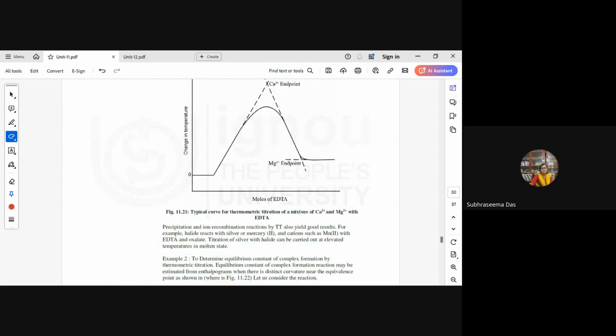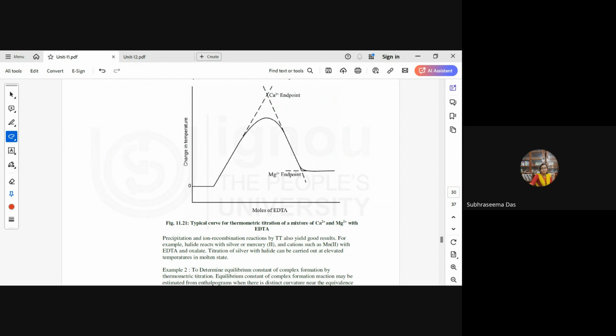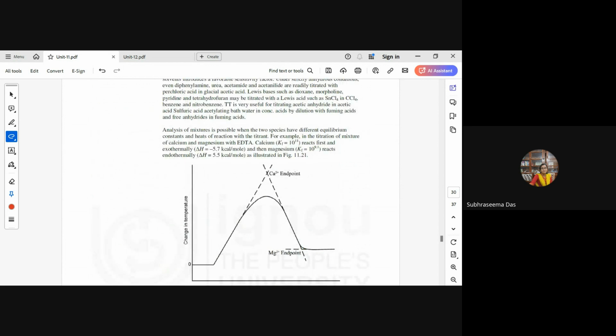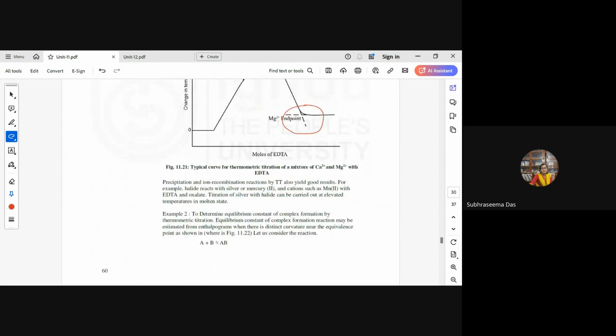Here in figure 11.21, a typical curve for the thermometric titration of a mixture of Ca2+ and Mg2+ with EDTA is shown. Here the calcium reacts first with EDTA exothermically, with delta H equal to minus 5.7 kilocalories per mole, and the magnesium reacts endothermically, with delta H equal to 5.5 kilocalories per mole.